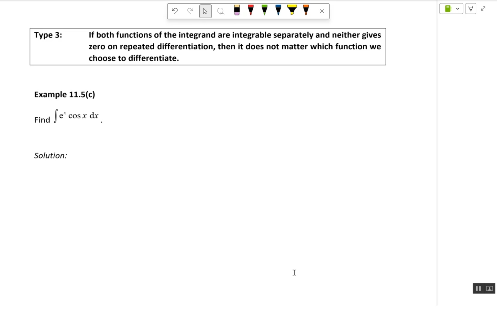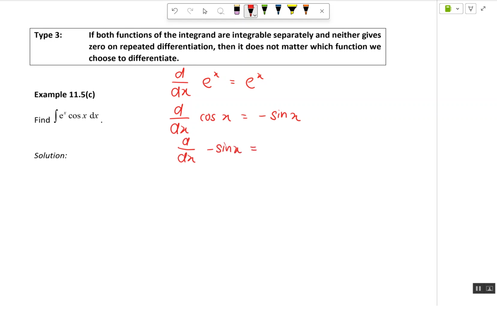Type 3: if both functions are integrable separately and neither gives 0 on repeated differentiation, then it doesn't matter who we choose. Because, and this is a very typical exam question that you have to master, no matter how many times I differentiate e to the power of x, I will still get e to the power of x. When I differentiate cosine x, I get negative sine x. And when I differentiate negative sine x, I just get back a function that is within cosine x.